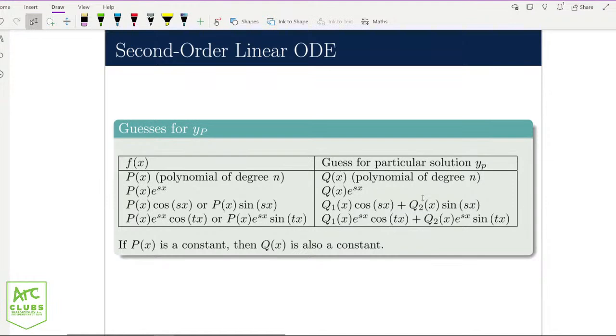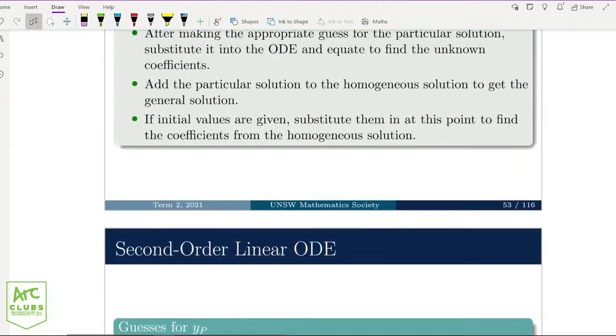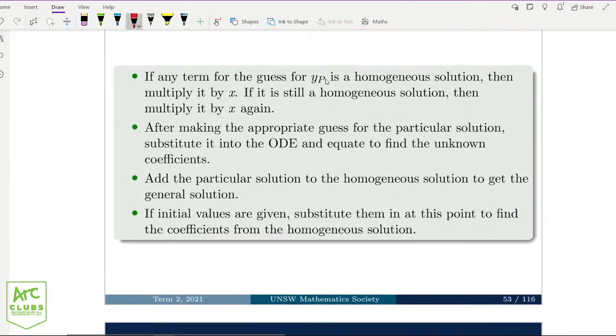But the only thing that you need to be aware of is, once you've obtained your guess for your particular solution, you always need to check if it is already part of the homogeneous solution. If it is, then you want to multiply it by x. And if that expression is still part of the homogeneous solution, then you have to multiply it by x once again. That's probably the most crucial thing to remember for solving second order linear ODEs.